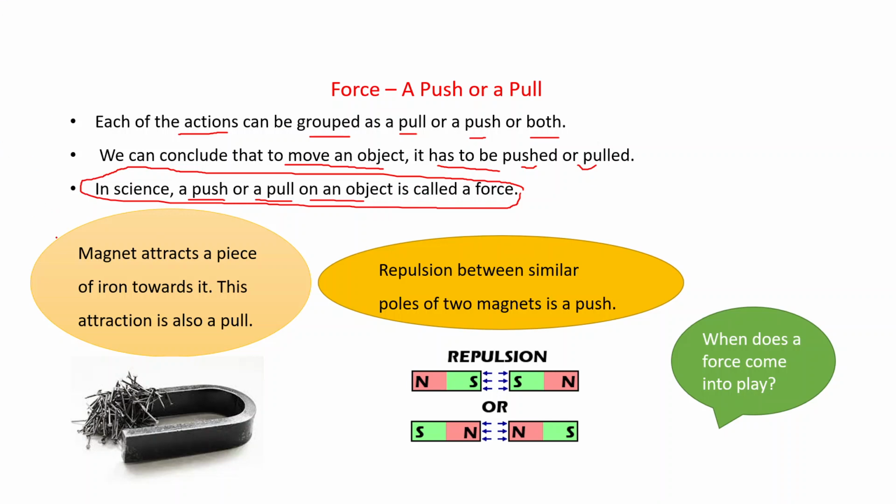Some more examples. A magnet attracts a piece of iron towards it. This attraction is also a pull. Repulsion between similar poles of two magnets is a push. In 7th class we have discussed that same poles, south and south, repel each other, north and north, repel each other, and this repulsion is also called a push, or push is a force. Now the question arises, when does a force come into play?